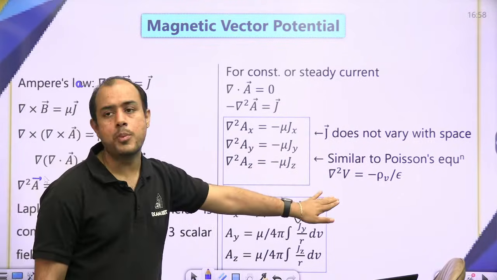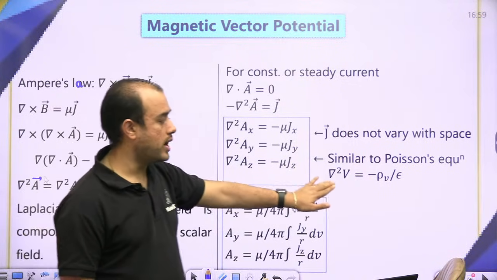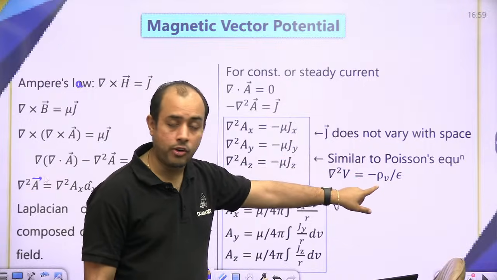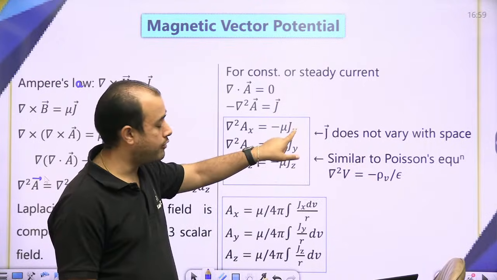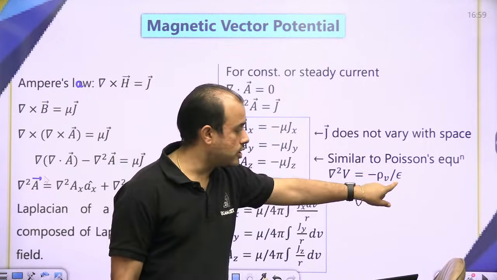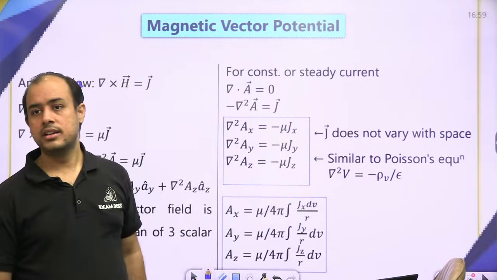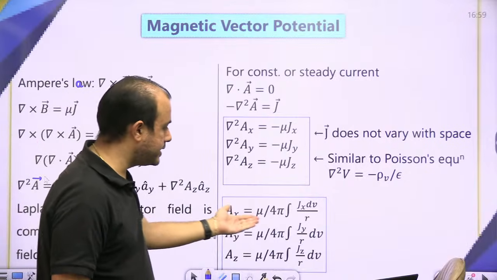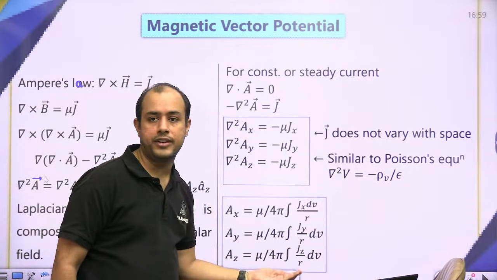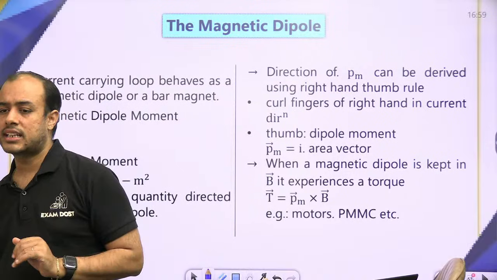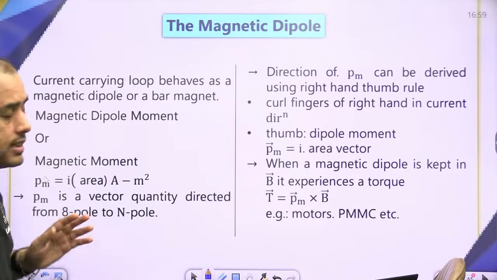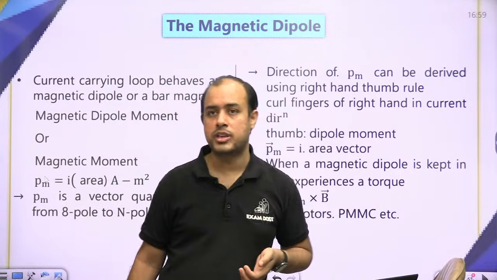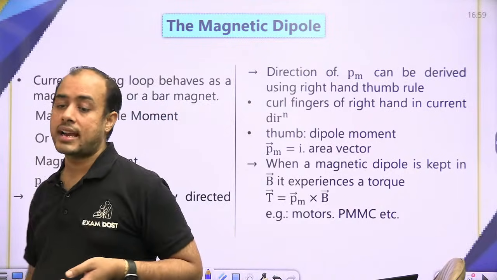This is similar to the Poisson equation. Del square V is minus rho v by epsilon. Instead of volume charge density, you have volume current density. Instead of epsilon, you have mu. So this is the equation for the different components. But about the vector potential, remember the basic thing, that B can be written as curl of A, where A is the vector potential. Now what is a magnetic dipole?